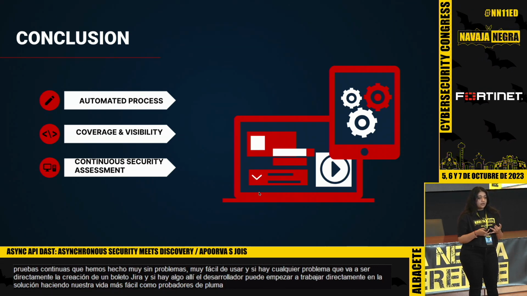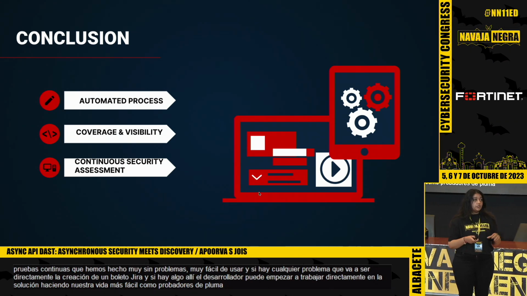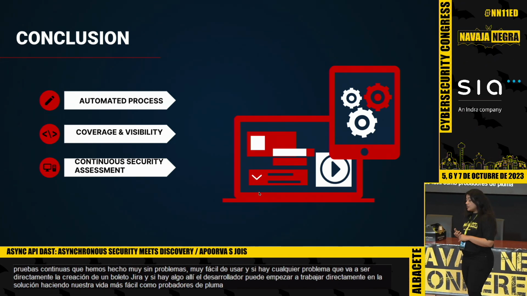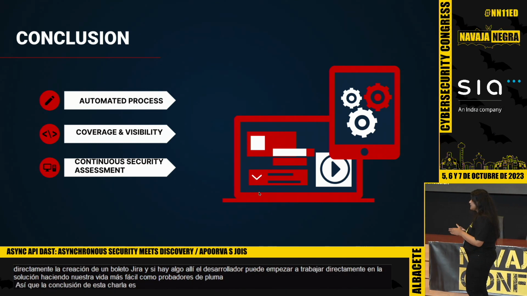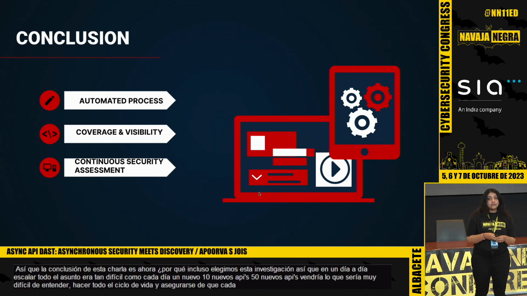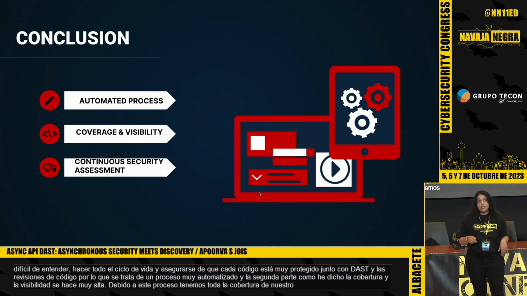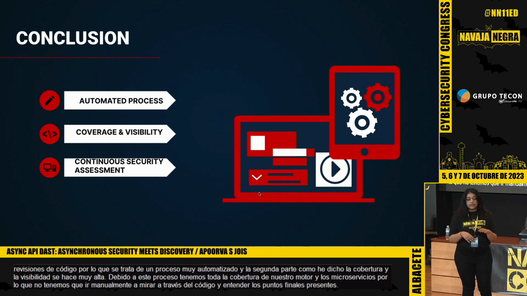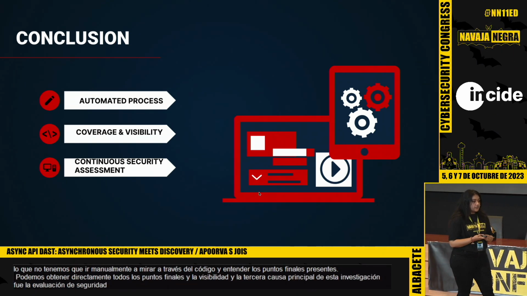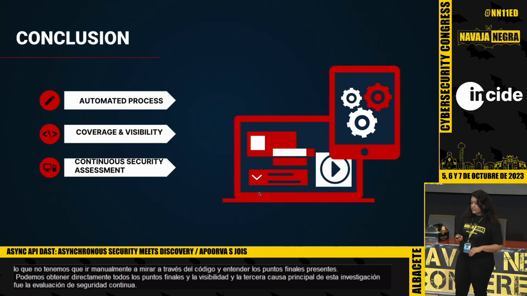And the second part, like I said, is that the coverage and the visibility are made very high. Due to this process, we have entire coverage of our backend and the microservices, so we don't have to manually look through the code and understand the endpoints present. We can directly get all the endpoints and the visibility. And the third major cause of this research was continuous security assessment. Due to this, we can automate the whole thing and make sure continuous testing is done against those APIs, and no bad attackers or any external agents can extract data through our endpoints.